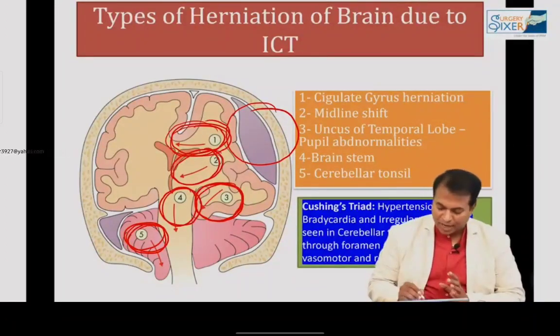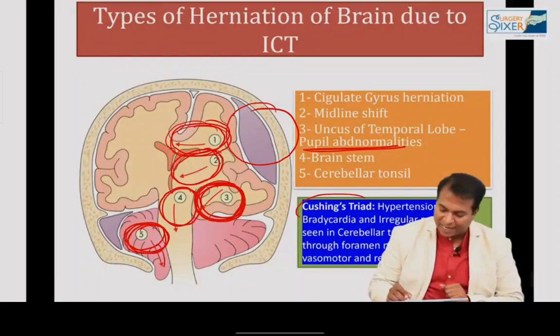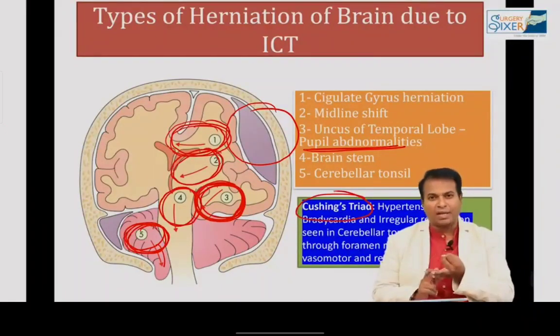The only PG question here is, in uncus herniation, what happens? There will be pupil abnormalities. In cerebellar tonsil herniation, there will be Cushing triad. Please don't forget Cushing triad: hypertension, bradycardia, and irregular respiration.